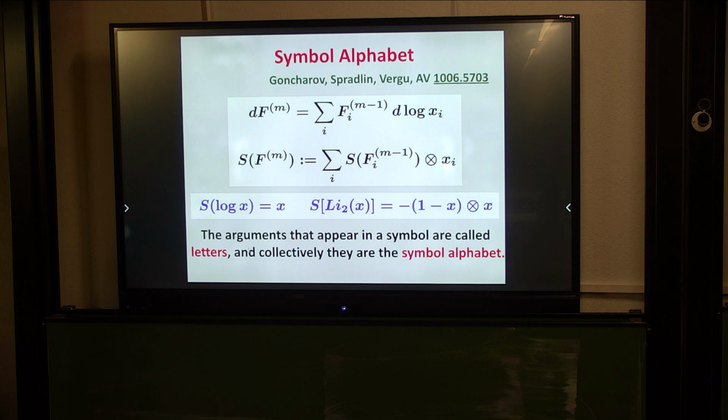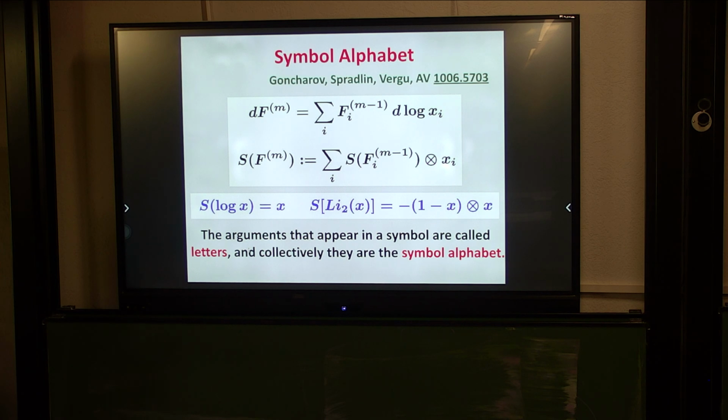For these types of functions, it's very useful to define an object called the symbol, which was first applied to physics in a paper from 15 years ago. Most of you have of course seen this, but if you haven't, to define a symbol, first you write these uniform transcendentality functions as a certain recursion, and then you define the symbol recursively by this formula. For example, for log x, the symbol is x. For Li2, the symbol is minus (1 minus x) tensor x. The arguments that appear in a symbol are called letters. We'll be talking collectively about those letters, and we call this the symbol alphabet.